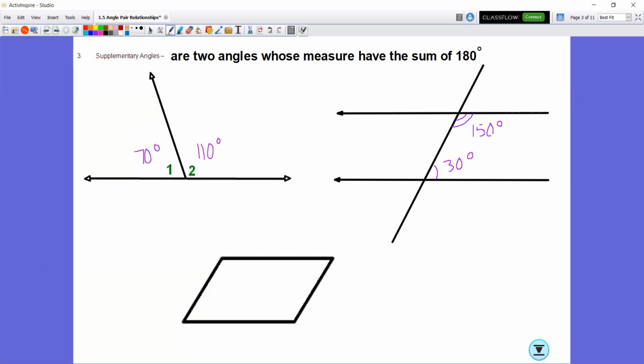Same as the consecutive angles of this parallelogram. Like if this one, I have it at 40 degrees here, then this angle is 140. All right, supplementary 180. That's what I want you to think about. Complementary 90.